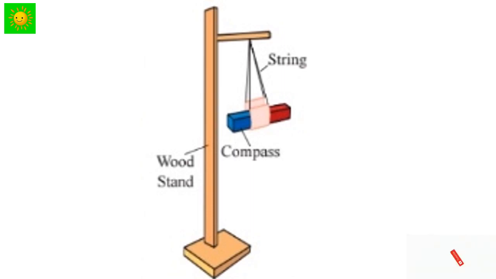Then hang the magnet steadily from the string to the stand as shown in this figure. Now, after that, let the magnet be still. Find the direction to which the magnet has stopped according to the marked direction on the table. Do this activity several times and observe. Here you can see that the magnet lies still between the north and south of your marked directions.